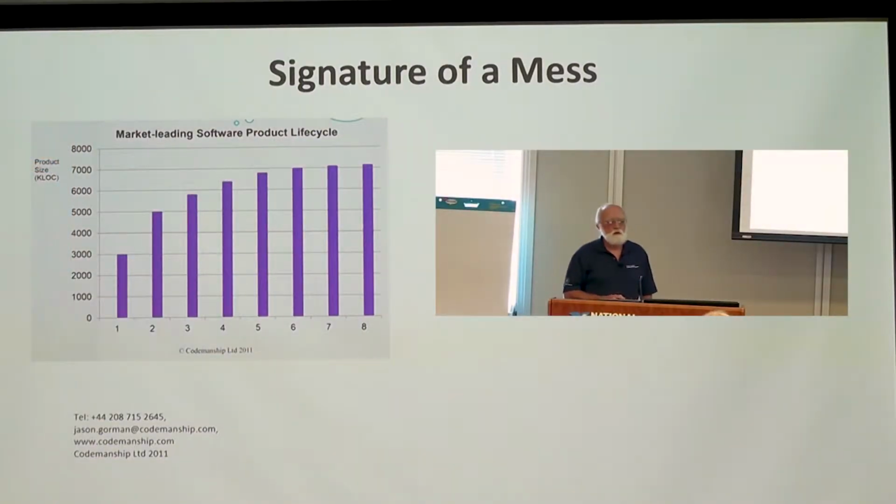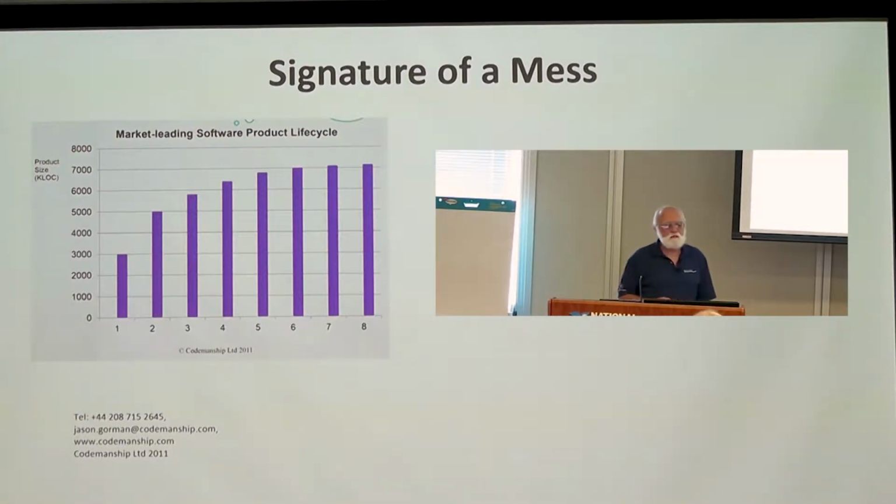Signature of a mess. In the first chapters of the book, Uncle Bob kind of illustrates what's the price of not having a proper architecture on a project. This is real life data on a real life project, a market-leading software product. They don't mention his name, but I won't be surprised if this is about the Netscape browser that died prematurely, I think in late 90s.